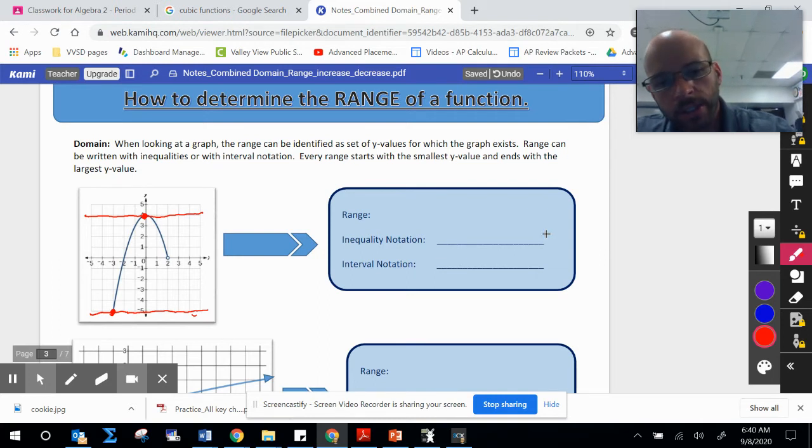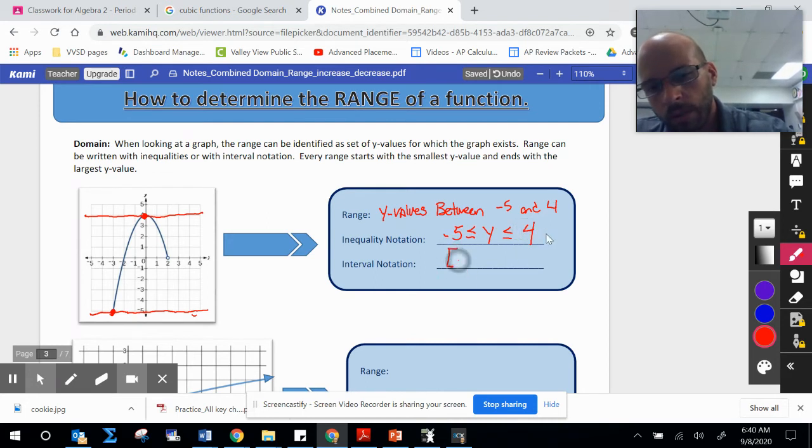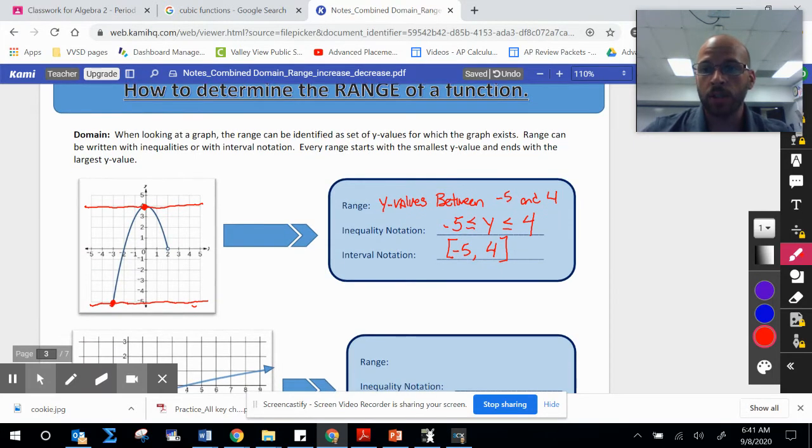So my range is the y values between -5 and +4. Okay, now with inequality notation, I would say -5 less than or equal to y. Notice I'm using y values, which is less than or equal to 4. Or in this case, I can do interval notation the same way. And because those are closed points, those are equal to, I use brackets. Okay, so this is how I find the range: the smallest y value to the biggest y value.